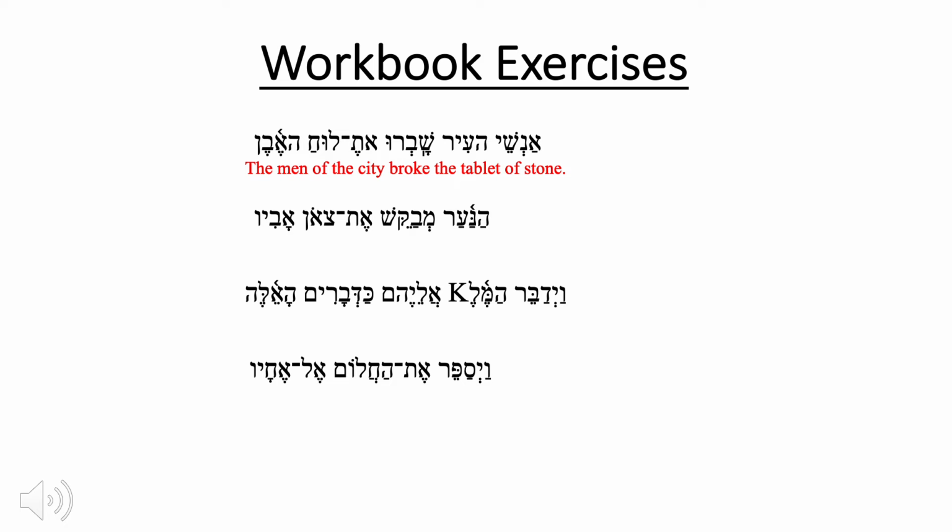The metheg under the shin by the qamets tells us that this is not shovru, but this is shavaru, which sounds like shavaru when you finish it, but it is shavaru. We have the direct object marker, et, followed by luach ha'even, the tablet of stone. So the men of the city broke the tablet of stone. How about the next one, number 4?